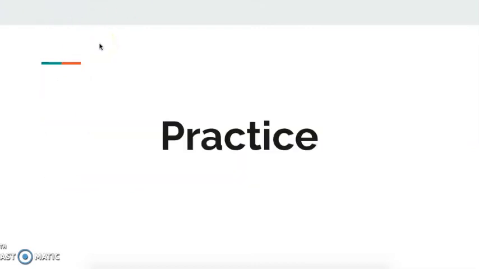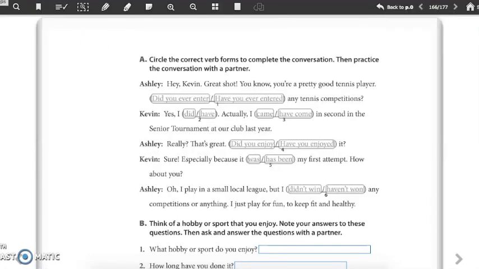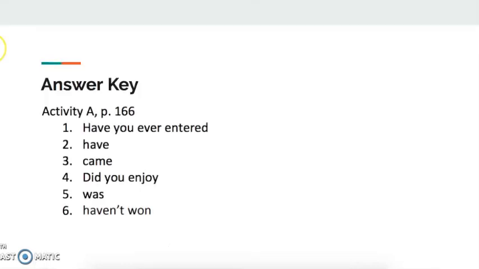Okay, now we're going to practice from the book. Go to Q Skills 3, Listening and Speaking, Unit 8, page 166. On page 166, exercise A is telling you to circle the correct verb forms to complete the conversation. Pause the video and carry out this exercise. Thereafter, the answer key will be provided. Here is the answer key for Activity A, page 166. Pause the video and check your answers.